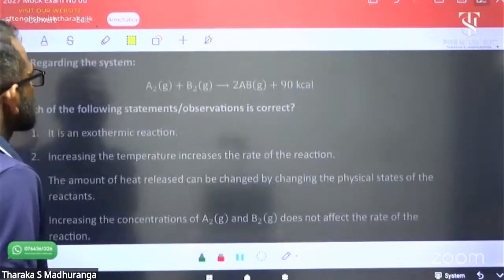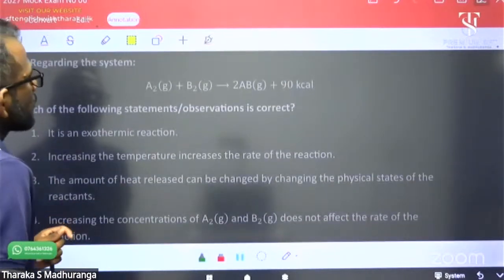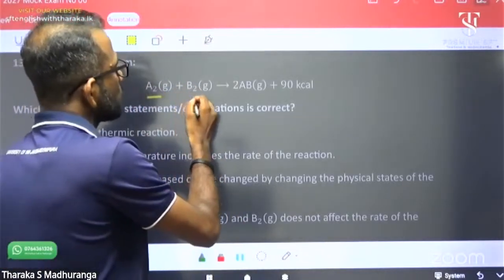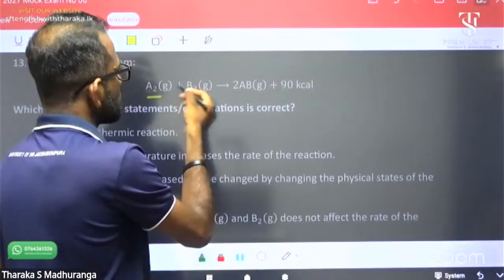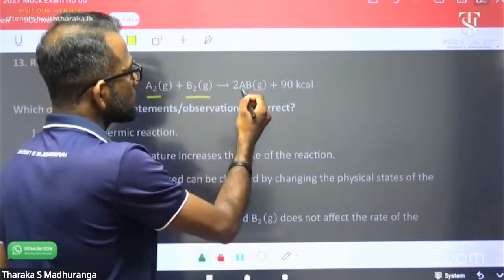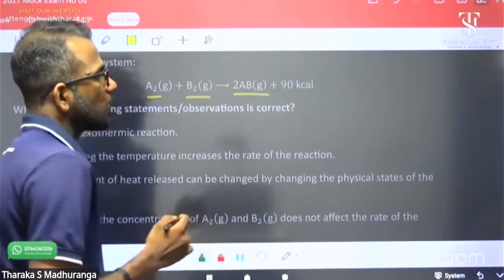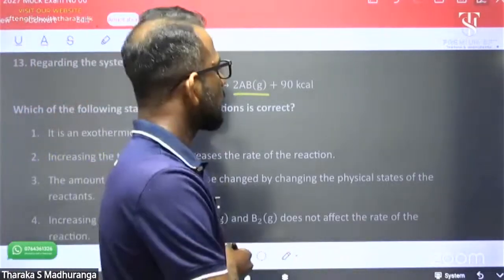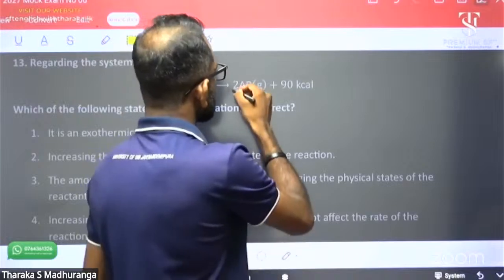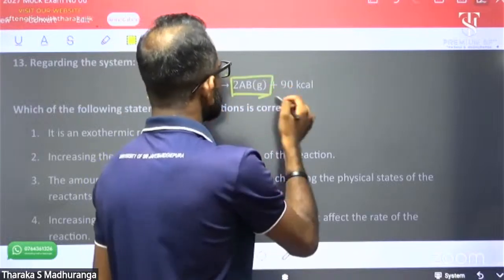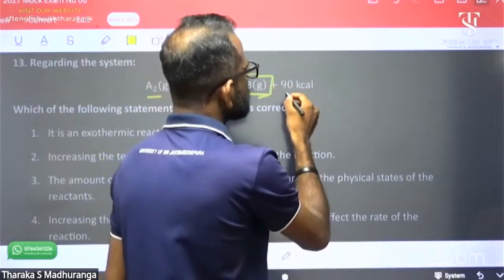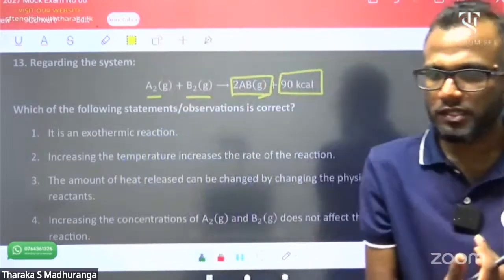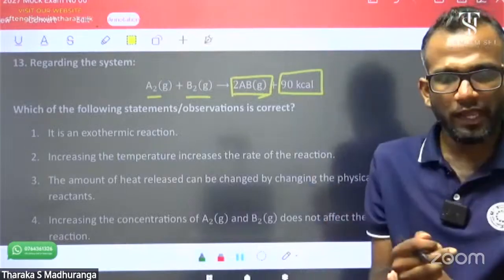Question 30. Regarding the system, A2 and B2 gases are the reactants and produce the AB product. The chemical reaction is given as a balanced chemical equation, and it produces some energy. Energy means heat, 90 kilocalories of energy.